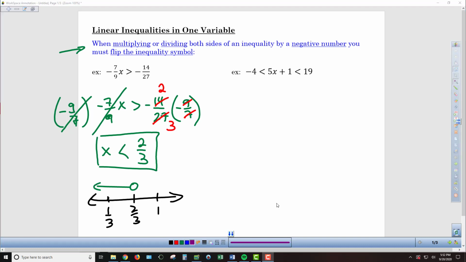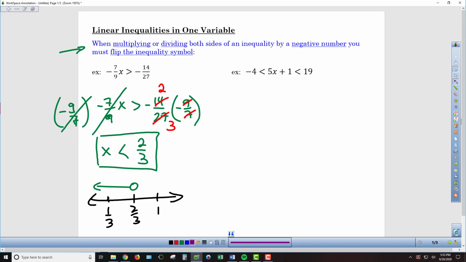In the second example, we have what's called a compound or a combined inequality. And really what it means is we have two inequalities smashed together. So on the one hand, if I read it backwards, I've got 5x plus 1 is greater than negative 4. And then I can eliminate the other side of it, and we can see that we have 5x plus 1 is less than 19. So I could rewrite this as two separate inequalities and solve them independently, and then bring those two results together into one combined answer. Or I can solve them simultaneously.